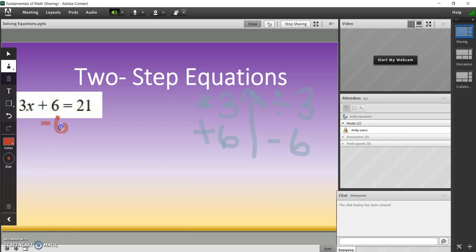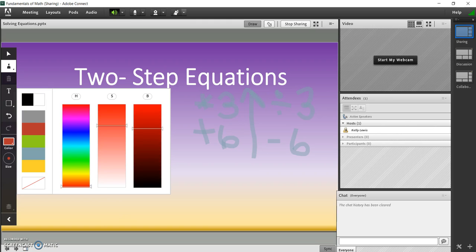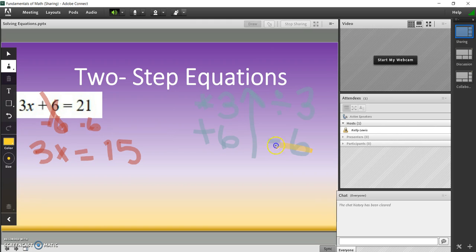All right, so minus 6. And we're going to put it under the 21. And these guys will cancel. So now we have 3x equals 21 minus 6, 15. Okay, so we did this guy. Now that 3 is being multiplied, so the opposite operation of multiplication is division. So I'm going to divide by 3 on both sides.